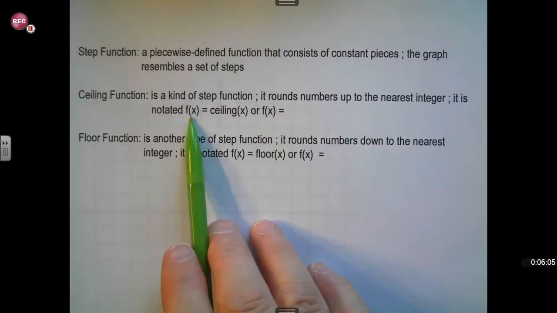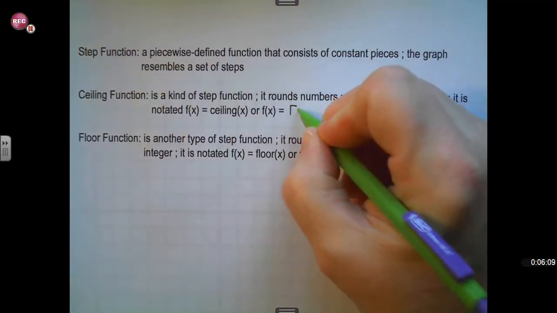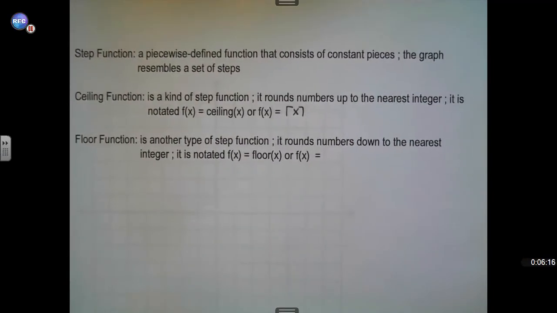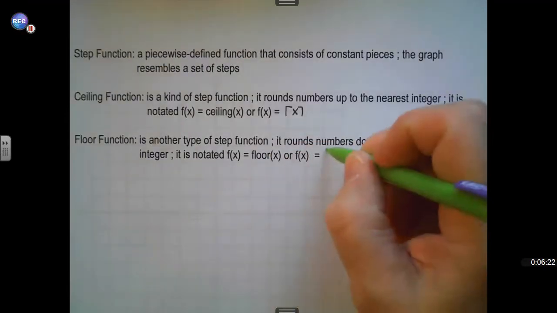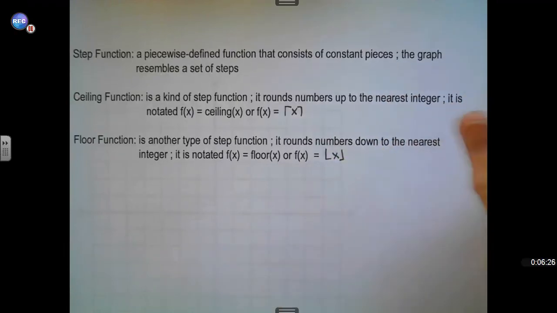It is notated f of x equals ceiling x, or f of x equals, like I said, that incomplete bracket thing. A floor function is another type of step function. It rounds numbers down to the nearest integer, and it is denoted as such. Okay.